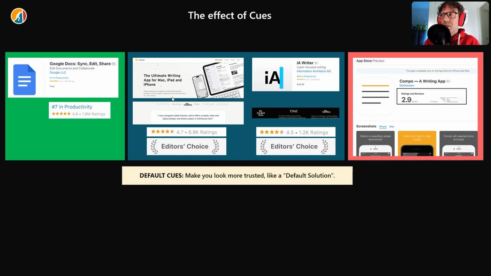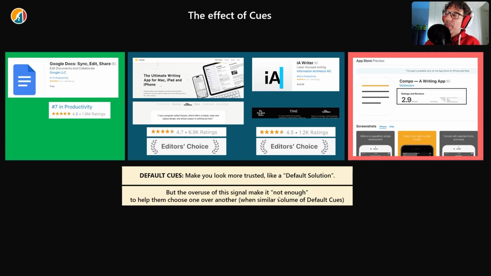We will call this specific type of cues default cues, that make you look like a default solution. This, probably in the past, like say, 10 years ago, probably could make you even be more perceived as a default. But they were overused. As with anything that is overused, it loses value as a signal. It has less meaning because you see it being false, being manipulated more often.